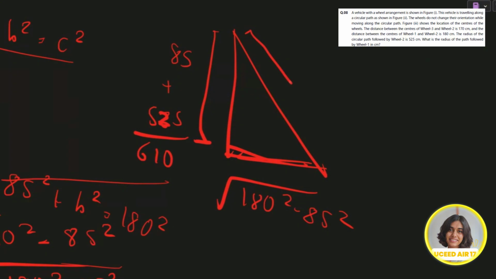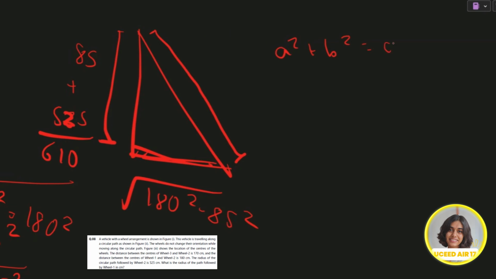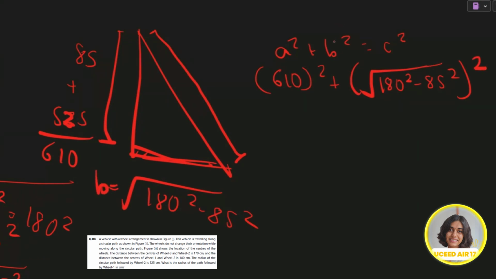Now we have to find the hypotenuse. And now I'm going to put the values: a square plus b square is equal to c square. In this, I'm going to put 610 square plus b, which is under root 180 square minus 85 square, the whole square, because this is b's value, and we have to square it.